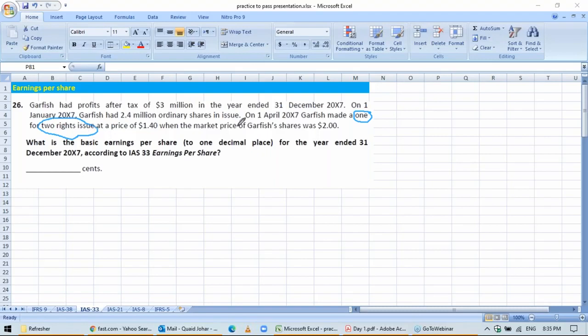So what was the current market price of Garfish shares? It was $2, but the company issued at how much? 1.4. So there's a discount element in it. So instead of $2, the company has issued the share at $1.4. So now what happens? How will we adjust for the rights issue? Just please note, first of all, we will calculate the theoretical ex-rights price. So let's calculate the theoretical ex-rights price first.